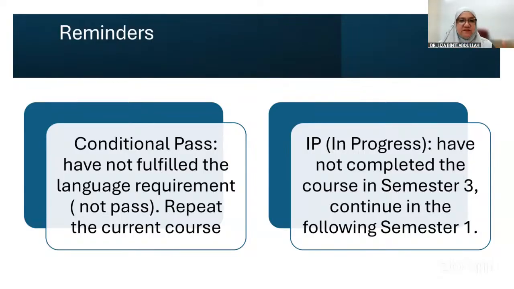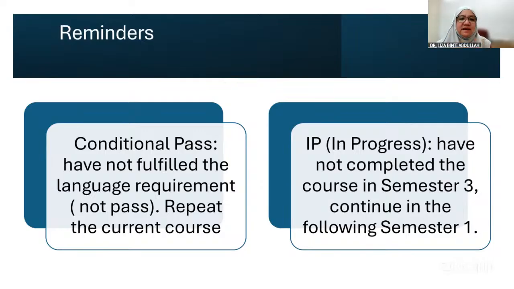At the bottom of the result slip, it is written, "repeat this course." That means you have to register the same course again. The problem that we had recently, students thought conditional pass is pass. No, conditional pass is not pass. Means you have to do it again. You have to check your slip down below. It says repeat. Repeat means you have to do the course again. Yeah, you have not met the requirement.